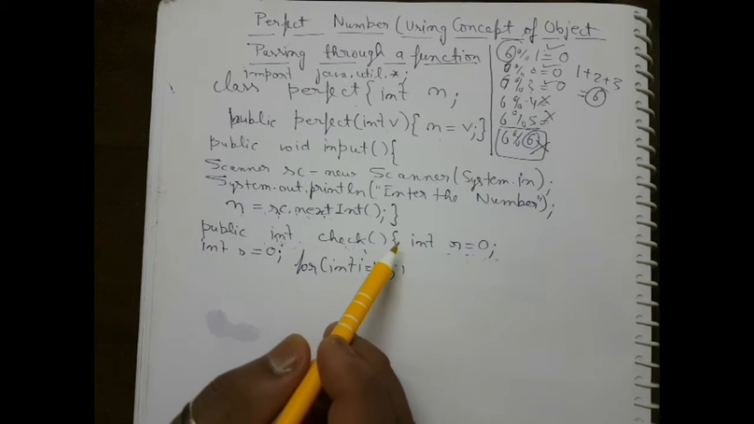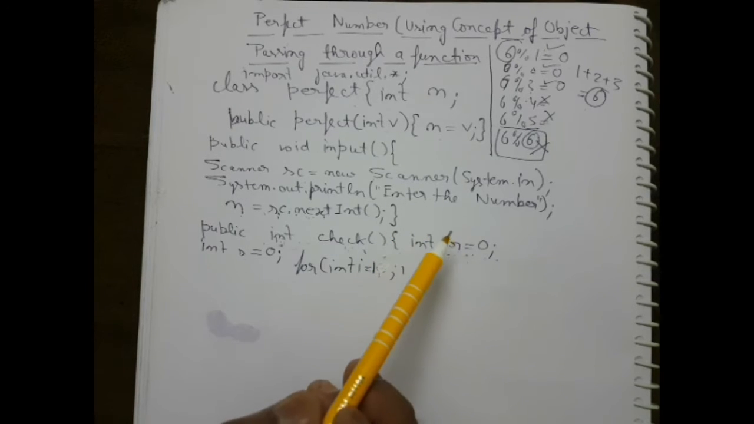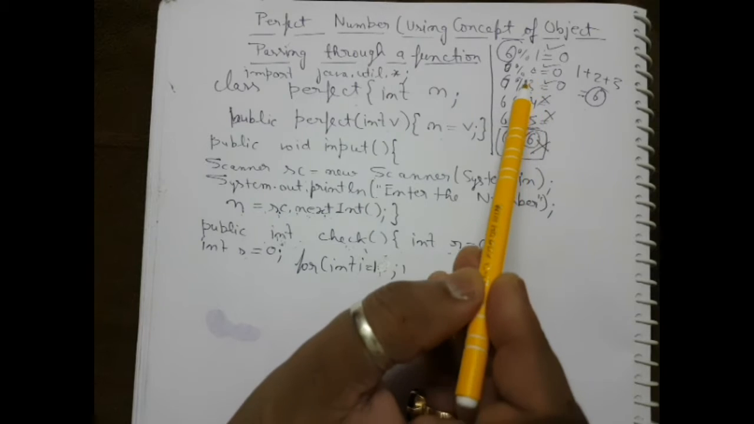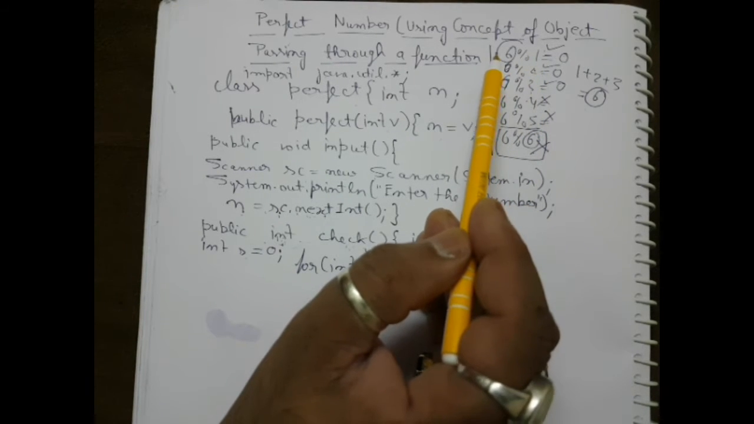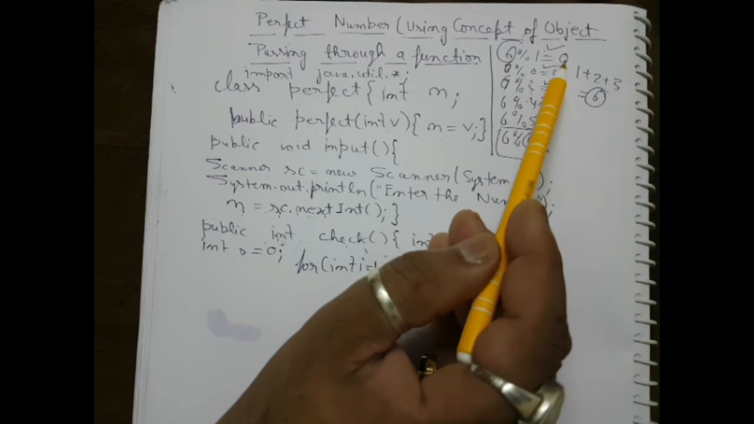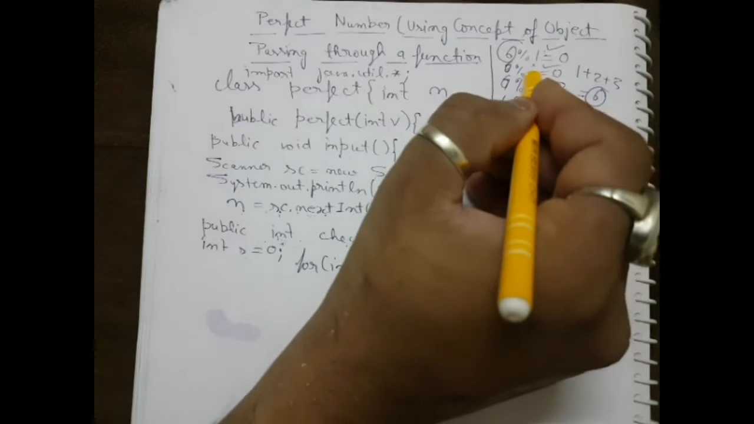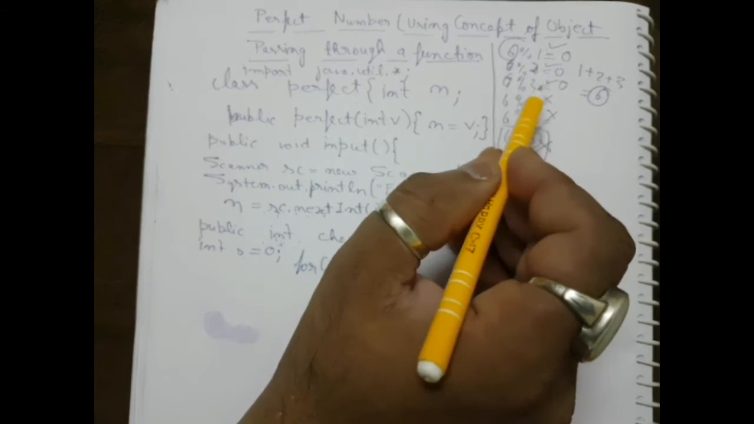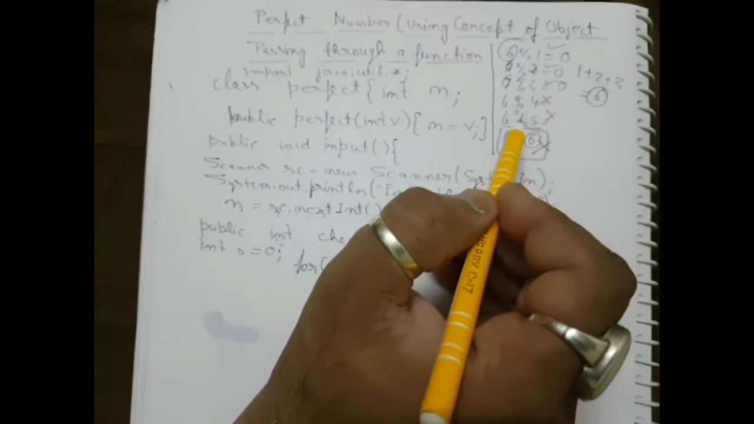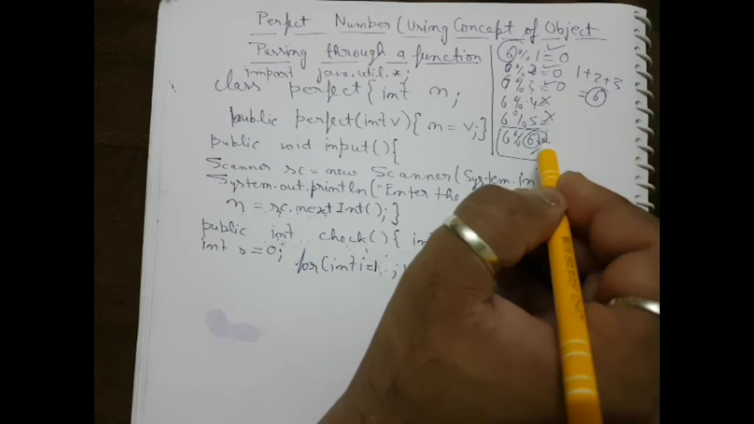A perfect number is the one which is equal to the sum of the number's factors except the number. Means 1, 2, 3. Suppose we take number 6 as an example. It is divisible by 1, so the remainder is 0. So it is a factor. Then after that we divide by 2. So mod 2, remainder is 0, mod 3, remainder is 0, mod 4, not 0, mod 5, not 0, but 6 mod 6 is equal to 0.